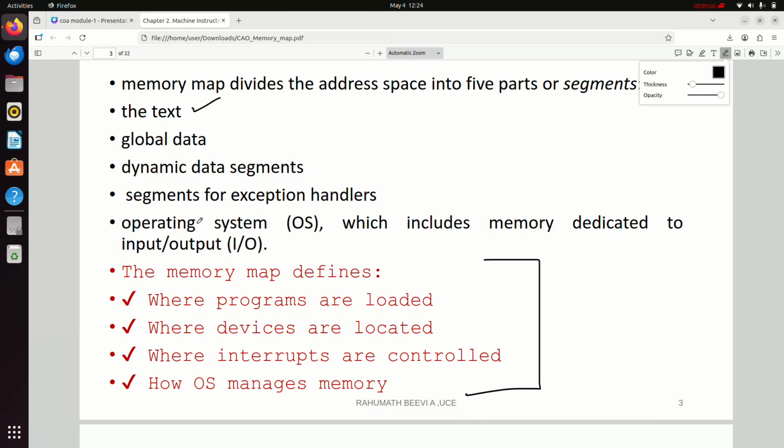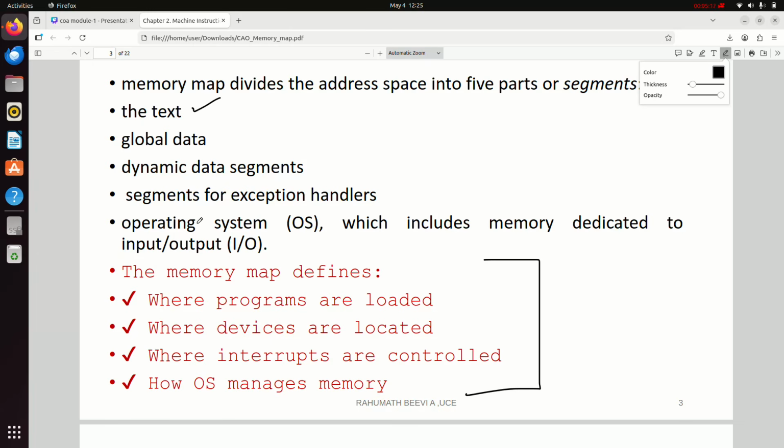So where the program is loaded, where the interrupts are handled, how the OS manages the memory, and where the devices are located: these are the functions of the memory map.